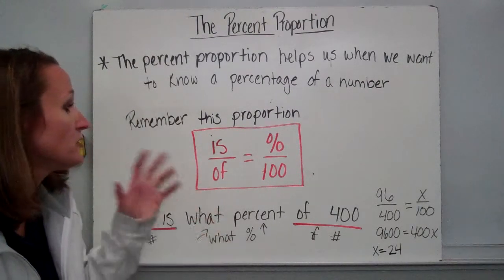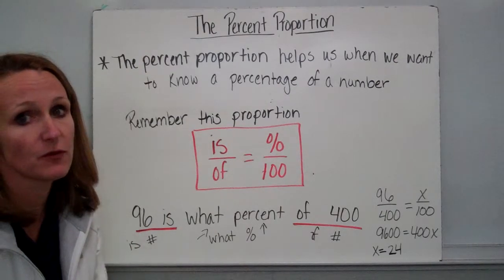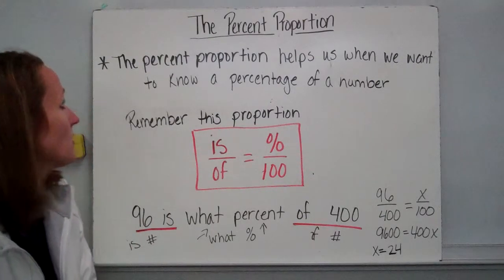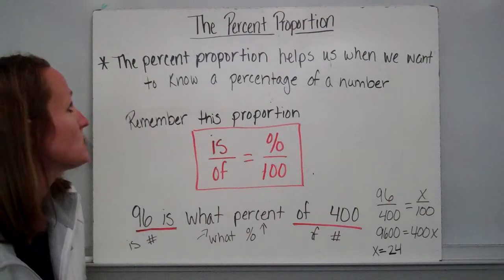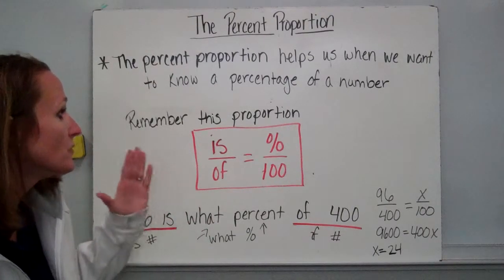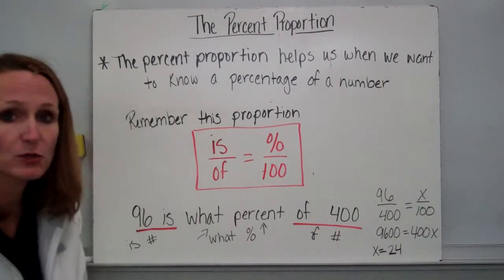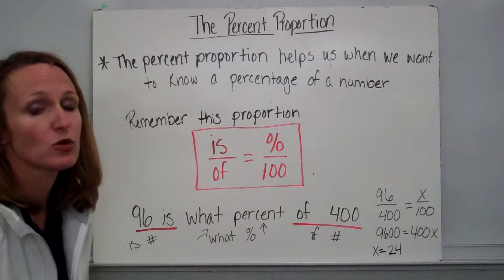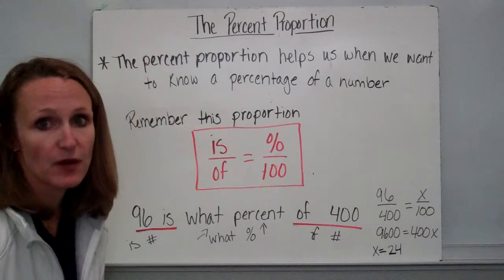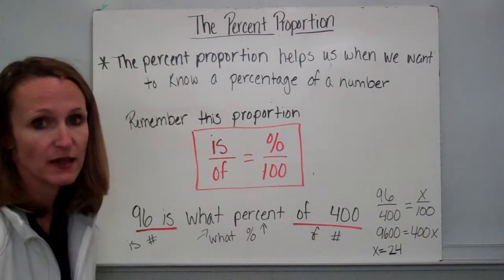Now this one, we're still using a proportion, but this time we're going to be looking for a percentage of some number. So the percent proportion helps us when we want to know a percentage of a number. We've got to remember this proportion: is over of equals percent over 100. And of course we always put percent over 100. That's how we drop the percent sign.